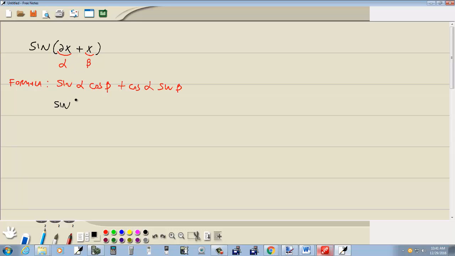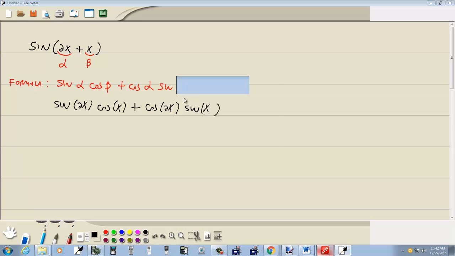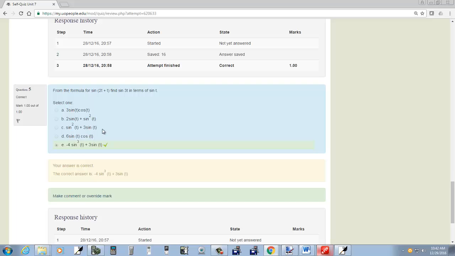Alpha we said was 2x, so we're going to have sine of 2x, cosine of beta, which is x, plus cosine of alpha, which is 2x, and then sine of beta, so we've got sine x. Now our goal is to get it to look like one of these, and obviously we're not there yet.